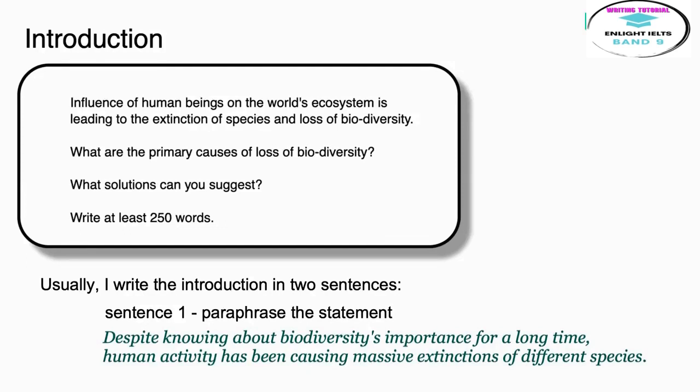Look at how I used synonyms. Instead of saying, influence of human beings on the world's ecosystem, I used the phrase, human activity. And instead of the phrase, is leading to, I wrote, has been causing. Also, I substituted extinction of species and loss of biodiversity by massive extinctions of different species.